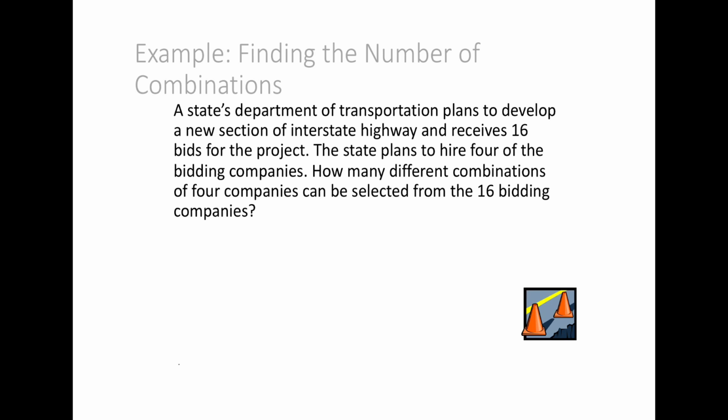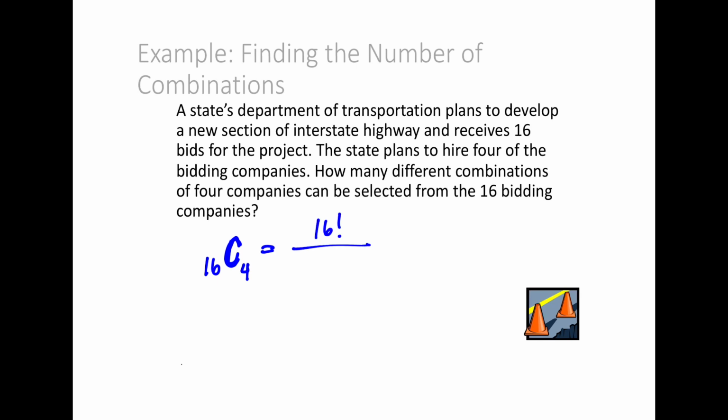So there's a group here. There's no real order to those 4 groups. If you're one of those 4 companies, you're going to be happy if you get selected, and you won't care whether your name was called first, second, third, or fourth. So this is a combination situation. So we have 16 groups of 4. So this is 16 factorial over 12 factorial multiplied by 4 factorial. Again, putting these into parentheses.